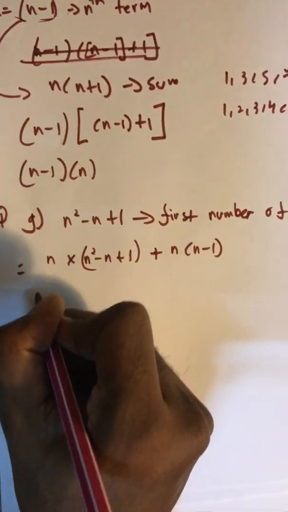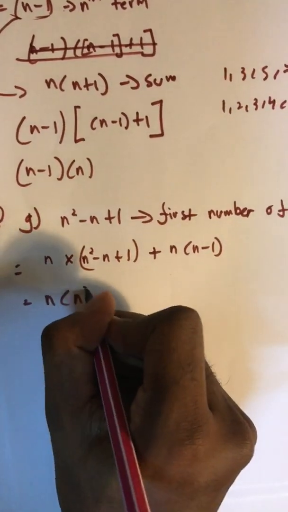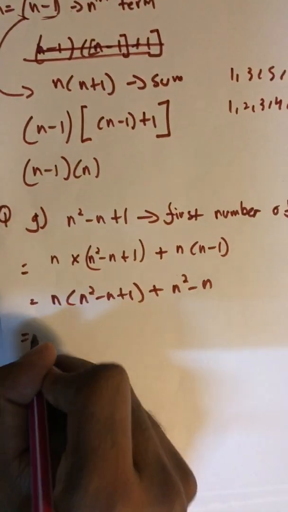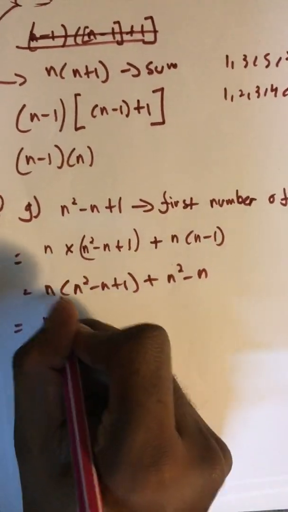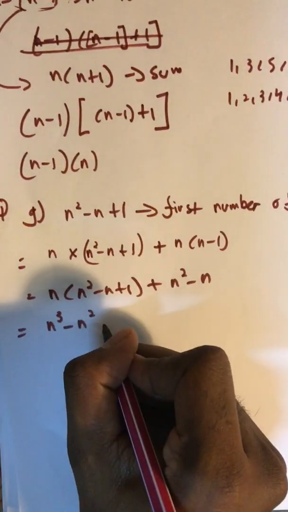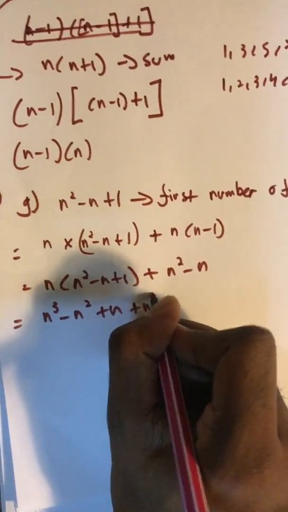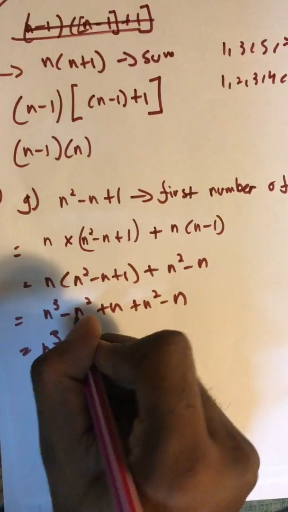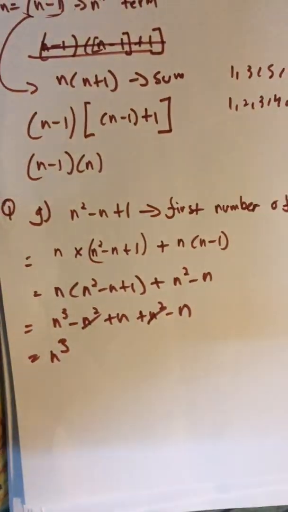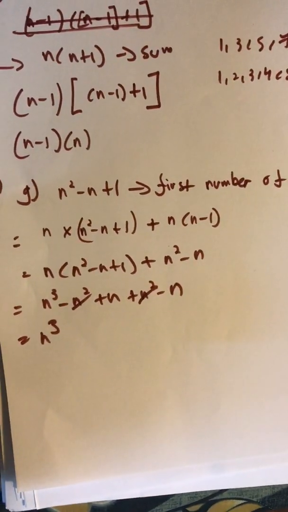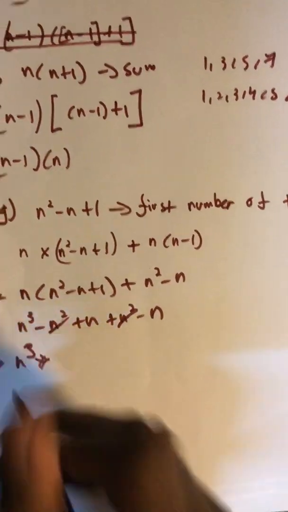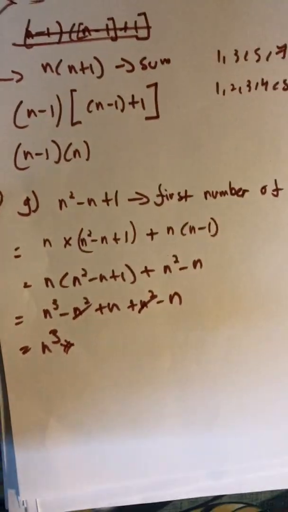So I'm just going to do this quickly. n square minus n plus 1 plus n square minus n. Let's expand this. So n cube minus n square plus n square minus n. Here n cube, this one cancels off, this one cancels off, so you get your final answer as n cube. That's all. You get n cube. Yep, we are right. So this is technically what they're asking you to do, guys.